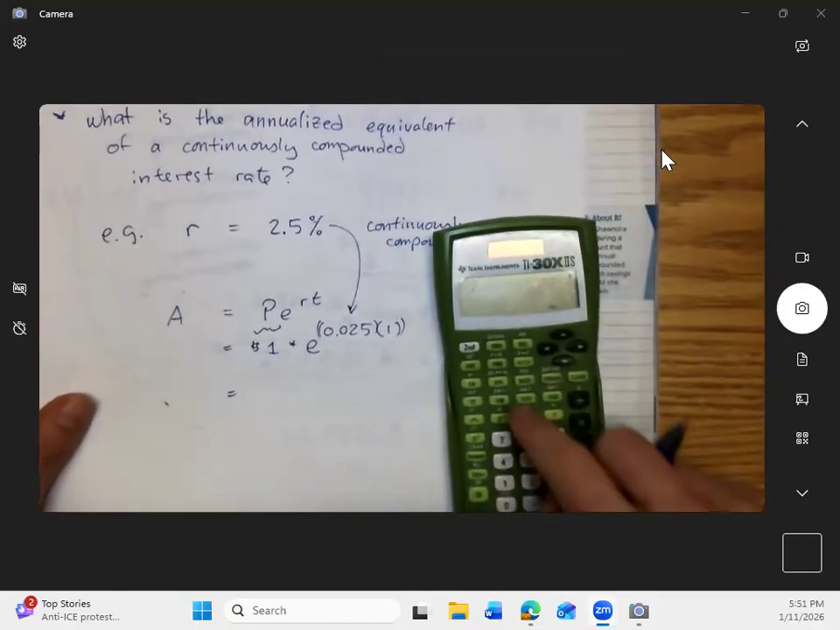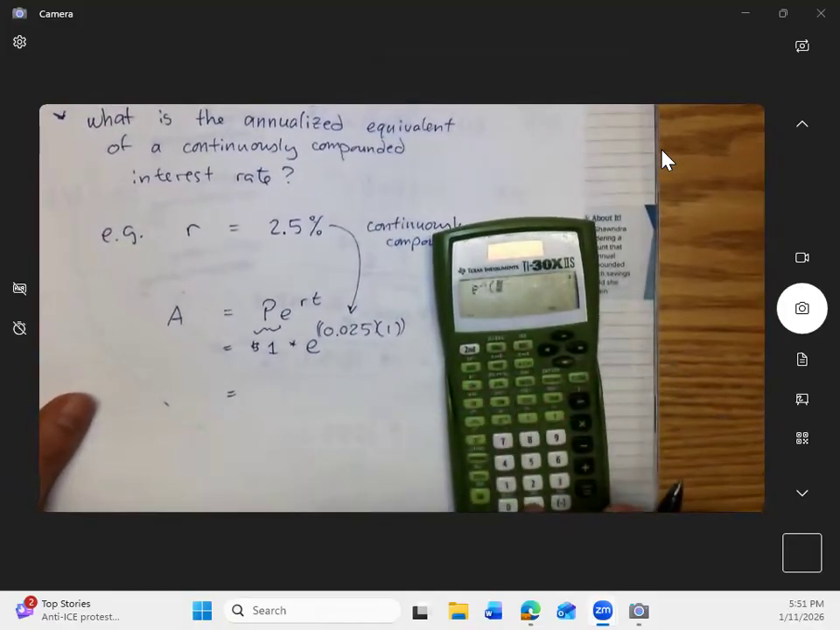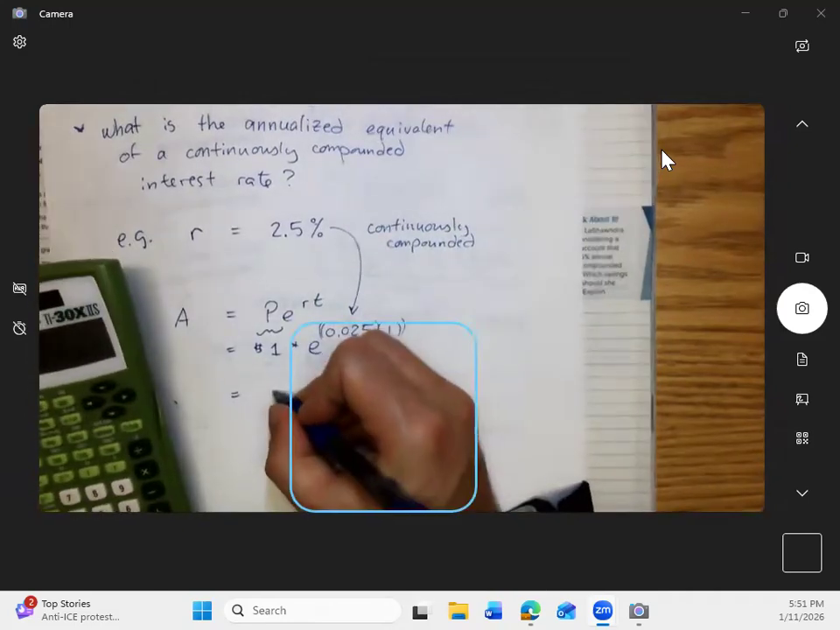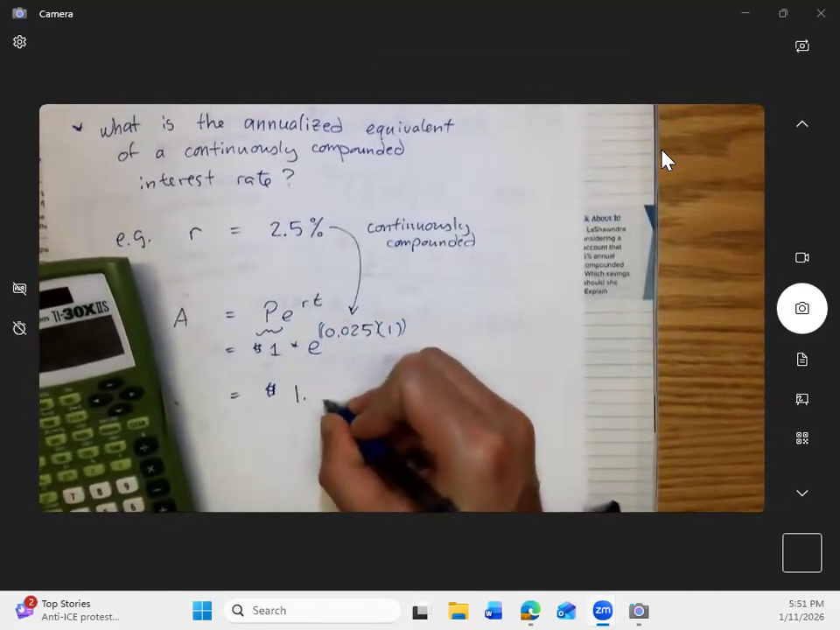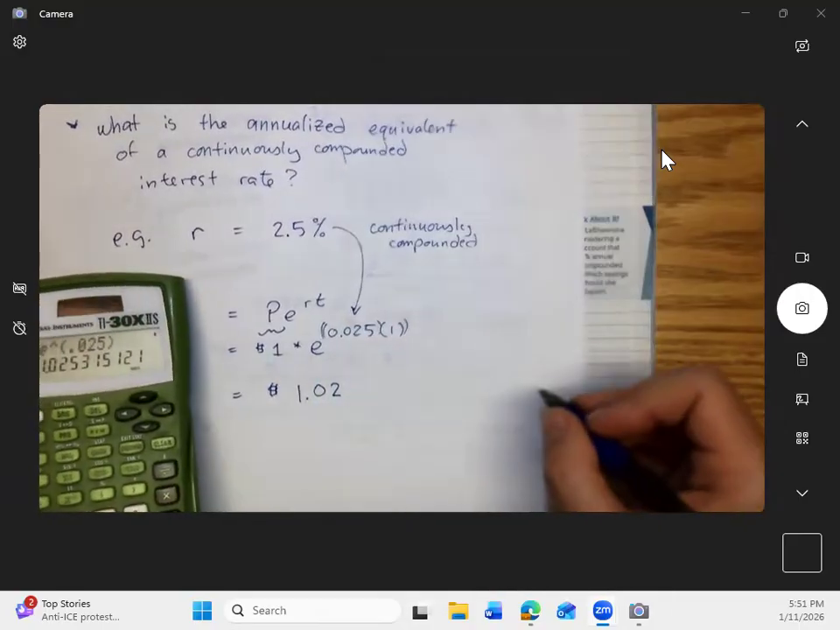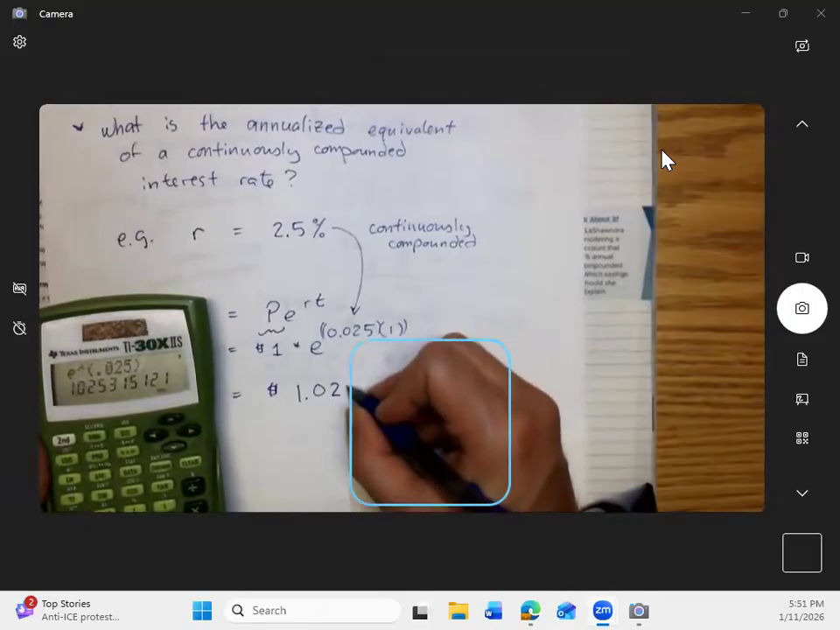So let's take $1 and do e to the power of 0.025 times 1 year. So just go like that. Okay, and it comes out to $1 and 0. Now I'm just going to put a string of decimals. I'm not going to cut it off at the cent mark.